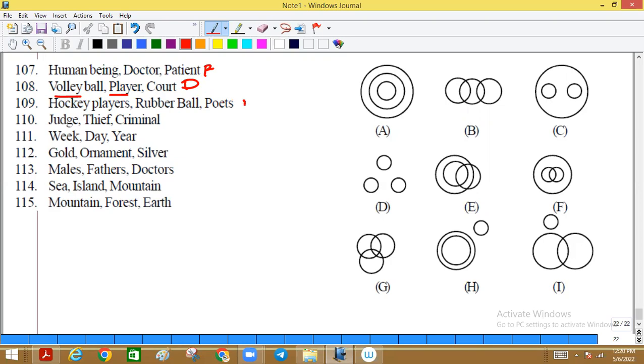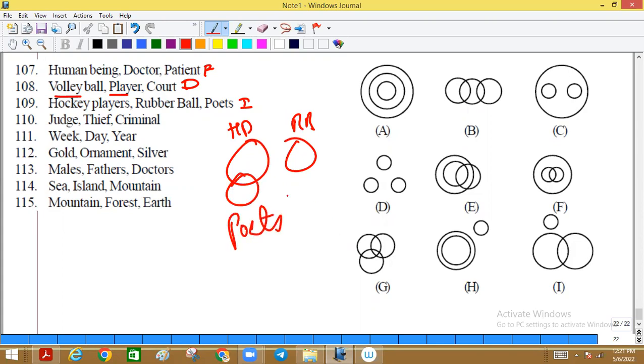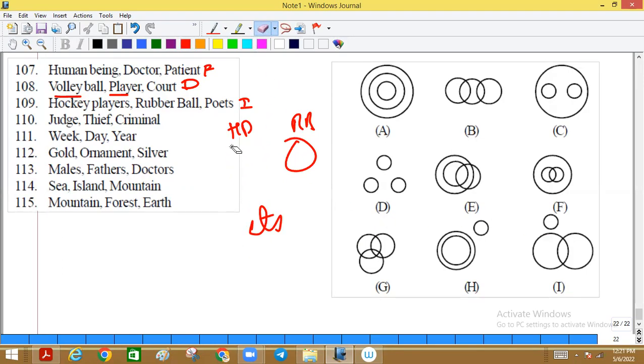I. Why? Is there any relation between hockey player and rubber ball? No, hockey player is different. Rubber ball is different. Is there any relation between rubber ball and poet? Again, rubber ball is non-living, poet is living, so no relation. We know that. Now, is there any relation between hockey player and poet? Some hockey players are poets. So obviously, this is the answer. Answer is option H. Sorry, I is the answer.